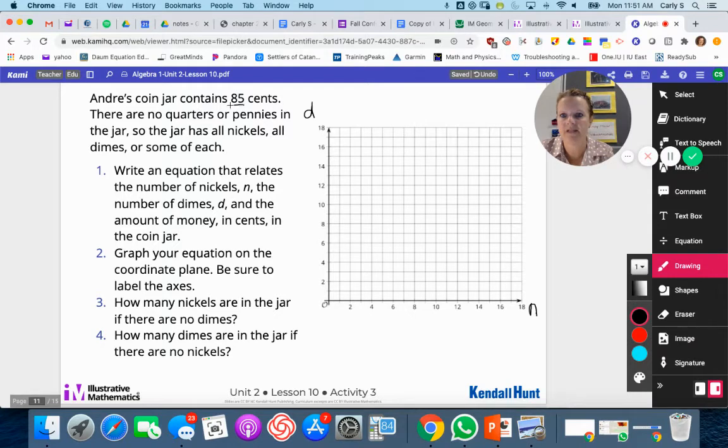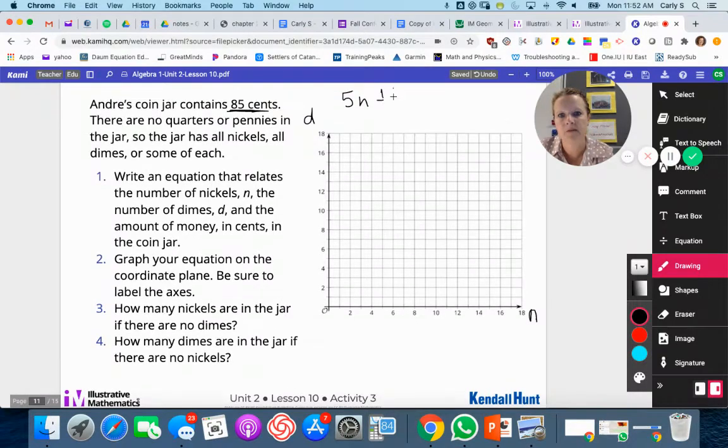So 85 cents, a dime is worth 0.1, right? All right, let's do 5 cents, because we're doing 85 cents. We don't need decimals. So 5 cents for a nickel plus 10 cents for a dime equals 85 cents. So there is a good equation.